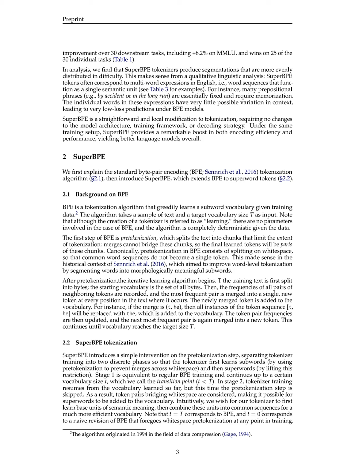To illustrate the workings of SuperBPE, consider the phrase "by accident." In the first stage of the SuperBPE algorithm, pre-tokenization occurs with whitespace as a delimiter, resulting in the initial tokens "by" and "accident." This stage mirrors standard BPE, where the algorithm learns subword tokens without merging across whitespace.